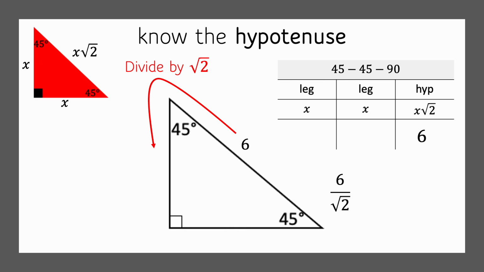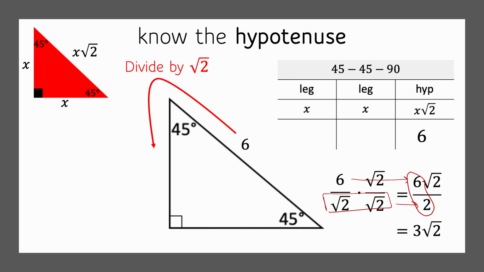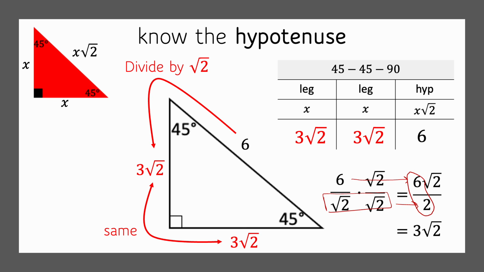When you divide by a radical, it can't just stay there. We need to rationalize the denominator. So we'll multiply the top and the bottom by the radical we don't want, and then we can multiply straight across. So 6 times root 2 is 6 root 2, and then root 2 times root 2, well, is 2. That's the whole point of rationalizing the denominator. But now be careful because 6 over 2, well, that's a fraction that can be simplified. So this turns into 3 root 2, and that's one of our legs. If I know one leg, I automatically know that the other is the same, another 3 root 2.